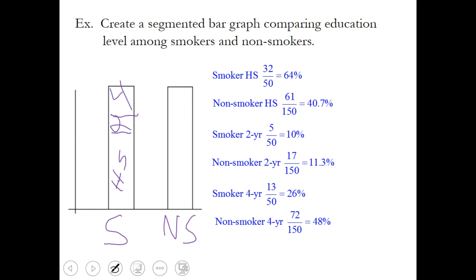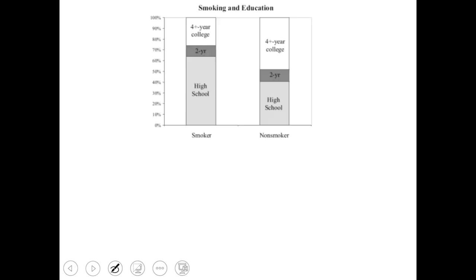My non-smoker side. Non-smokers, 40% have a high school diploma, so a little bit down there. Non-smokers 2-year, 11%, so about the same as it was on the other side, 10%. So I have my high school, we have my 2-year, and then we have my 4-year. Now if I look at this, let's put it slightly nicer. Now we can draw some conclusions. So we can look at this, a little bit nicer chart.